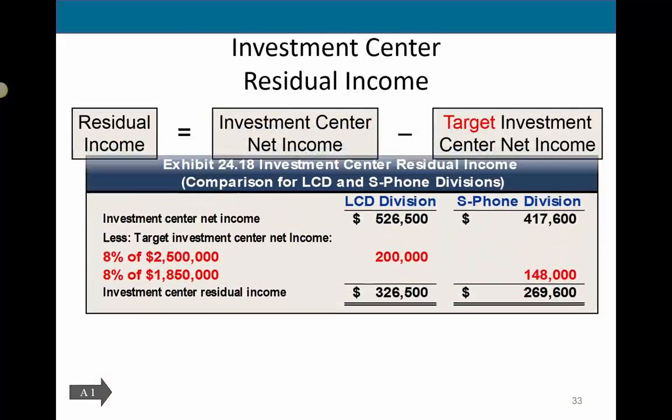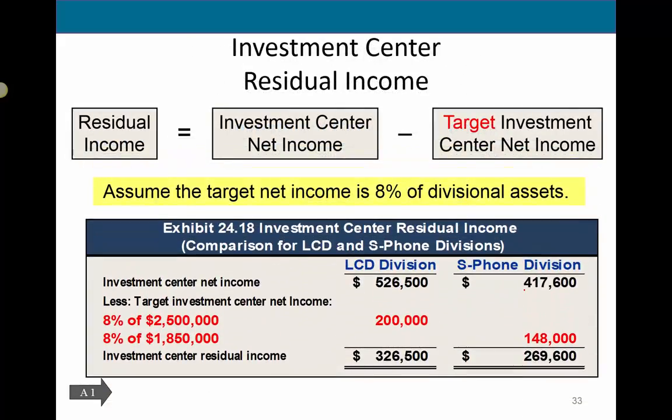Okay, so now we're looking at residual income. In order to do this, we take our investment center net income, the same one we used before, and we subtract out something we call target investment center income. This target assumes a certain percentage rate, kind of like a goal. So this is our goal. How good are we at reaching our goal and going beyond our goal?